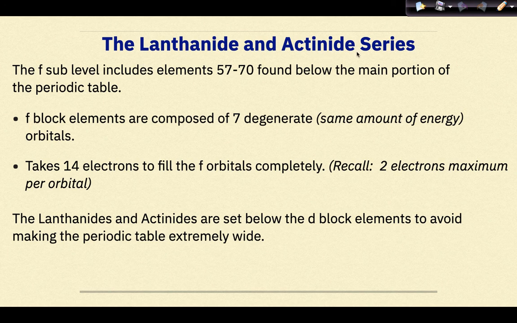The Lanthanide and Actinide series. The F sublevel includes elements 57 through 70 found below the main portion of the periodic table. The F block elements are composed of 7 degenerate, in other words, same amount of energy, orbitals. It takes 14 electrons total to fill the F orbitals completely. Recall, there are 2 electrons maximum per orbital. The Lanthanides and Actinides are set below the D block elements to avoid making the periodic table extremely wide.